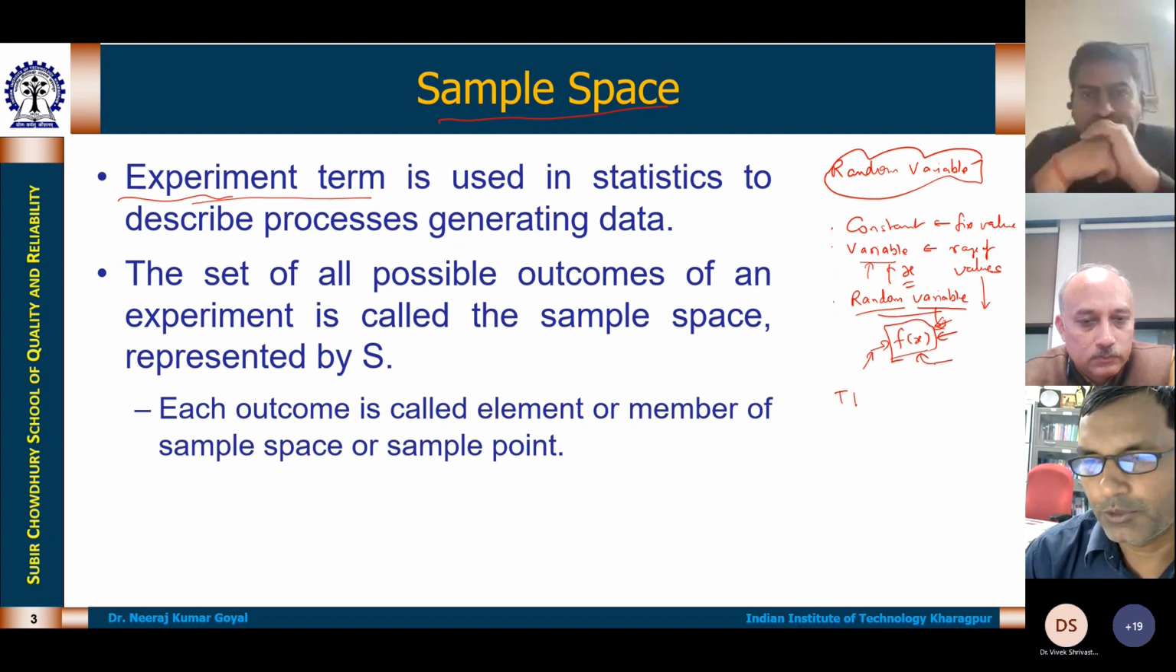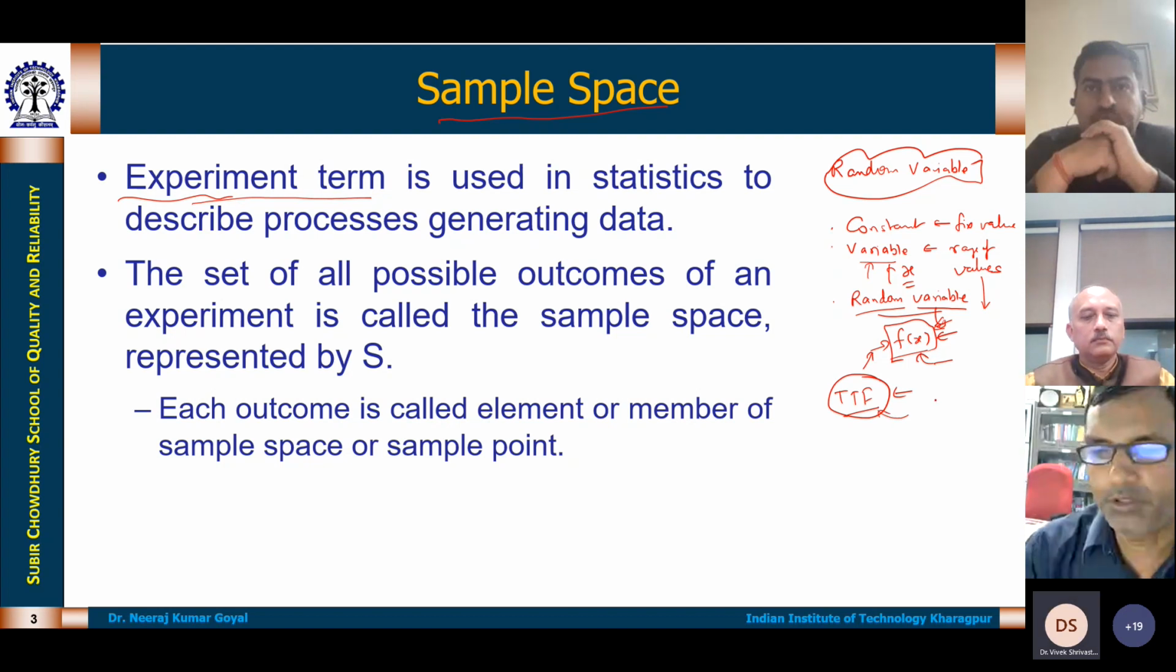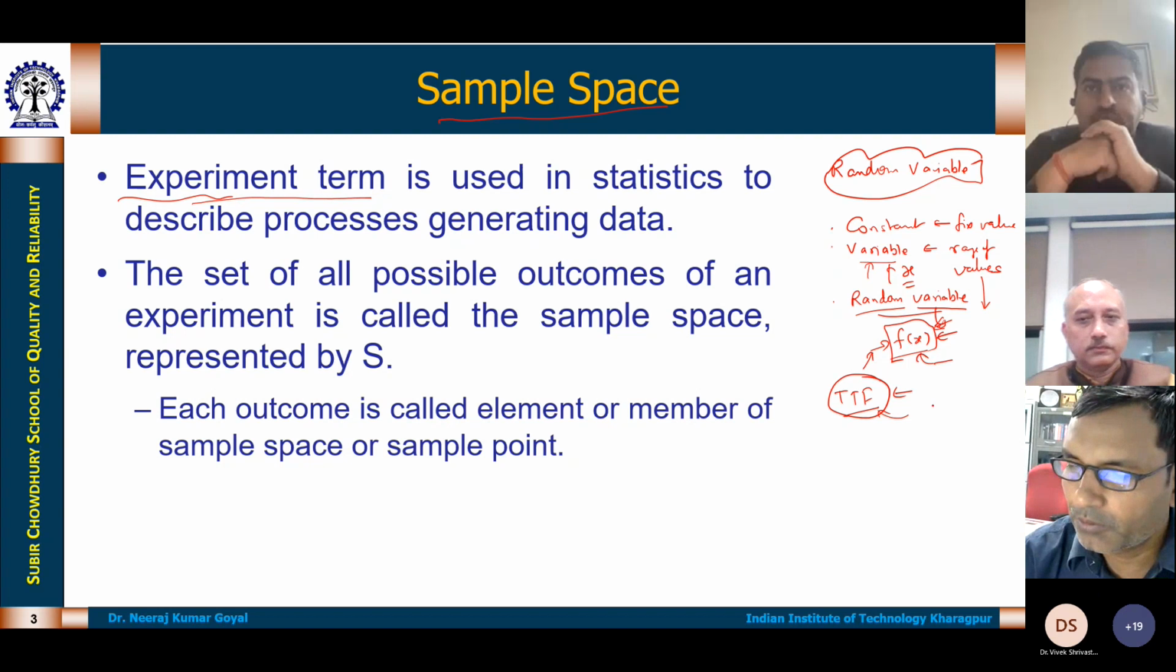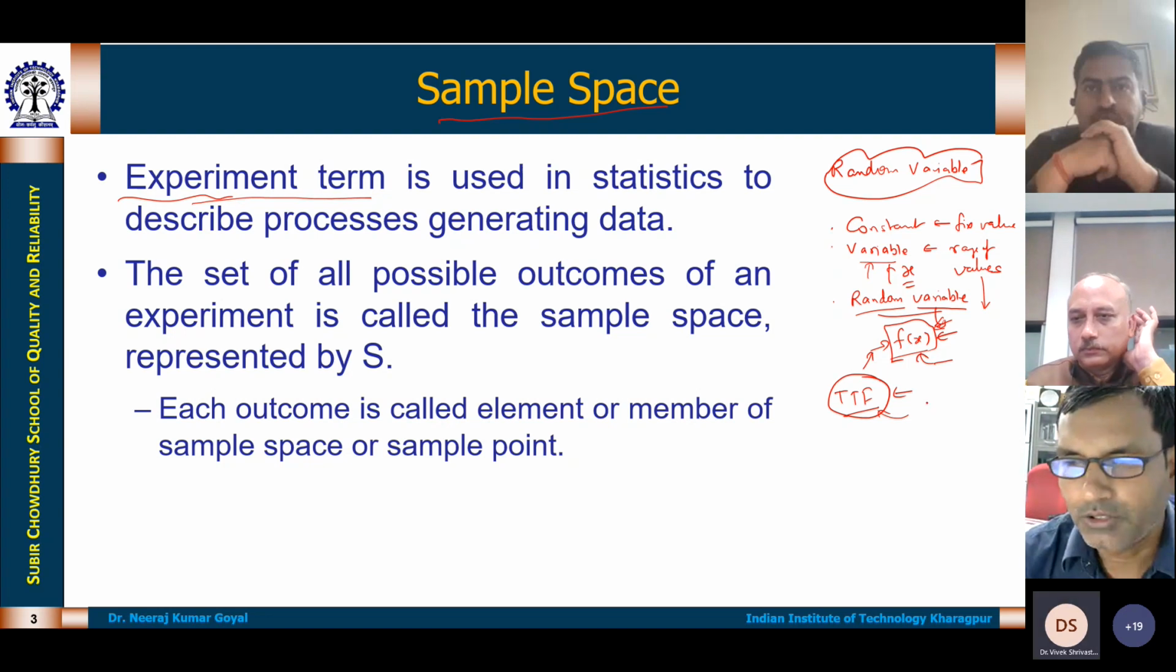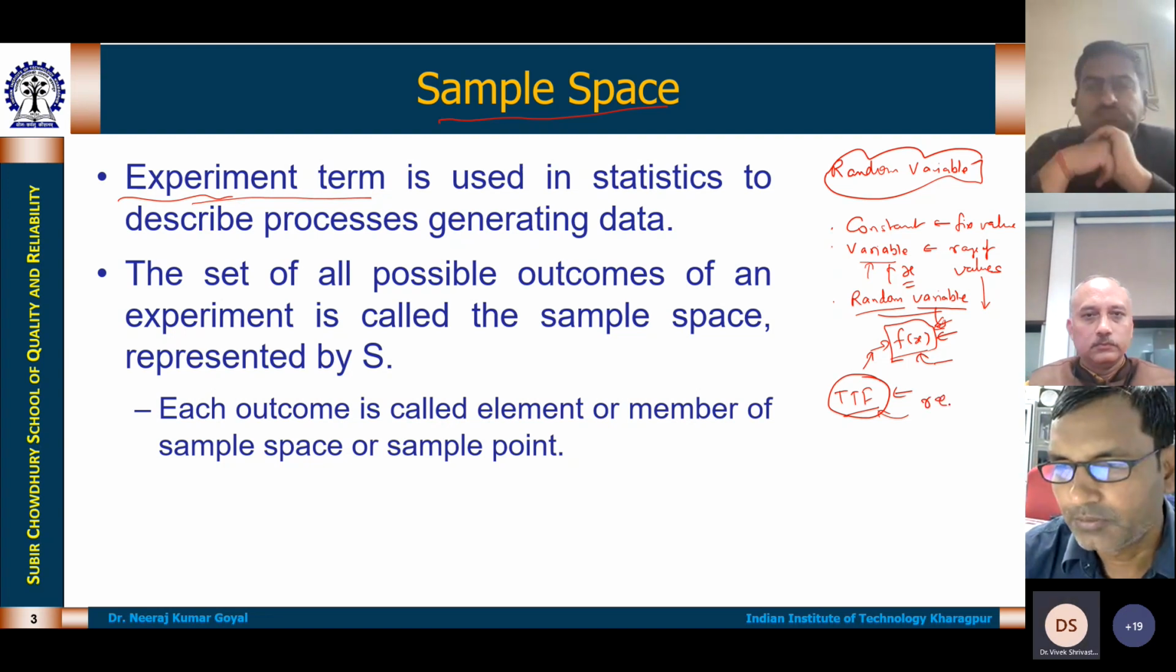Whenever we are concerned about any outcome, whatever we are measuring, let's say we consider time to failure, TTF, for reliability. So TTF is a variable. It can have any value. It may be 0, it may be 1 year, it may be 1.5 years, any value. So it's a real variable which can have any set of values.